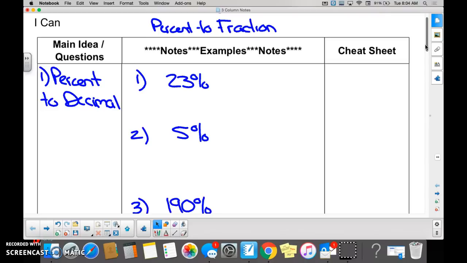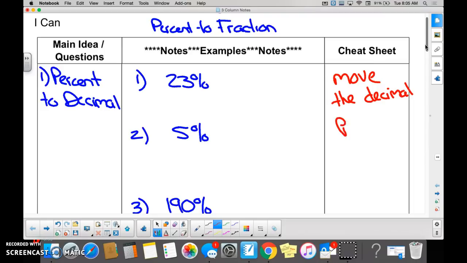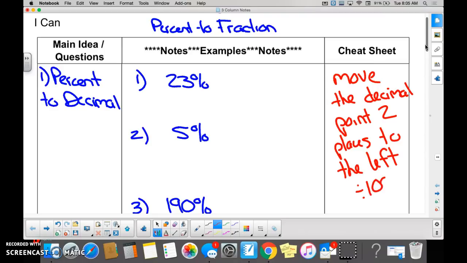The rule for converting from a percent to a decimal is just the opposite of converting from a decimal to a percent. When we went from a decimal to percent, we moved the decimal point 2 places to the right. Now, from a percent to a decimal, we're going to move the decimal point 2 places to the left, which is the exact same as dividing by 100. When you divide, you go to the left, and we go to the left the number of zeros. So in this case, we're moving the decimal point 2 places to the left.